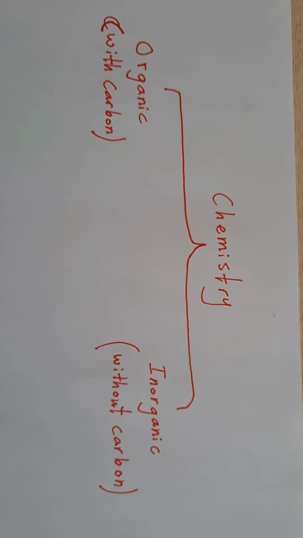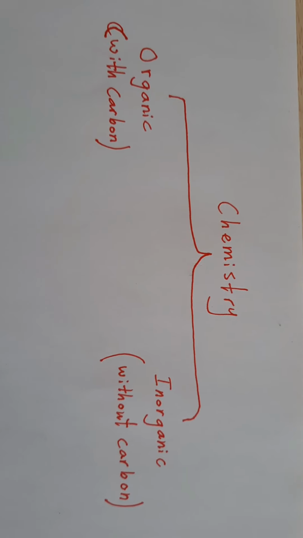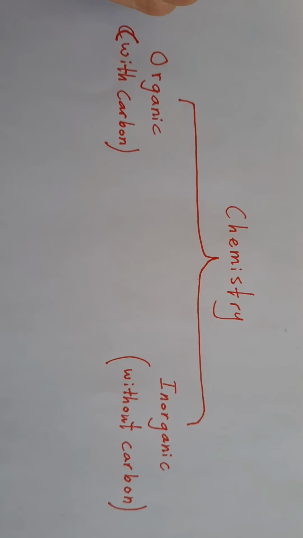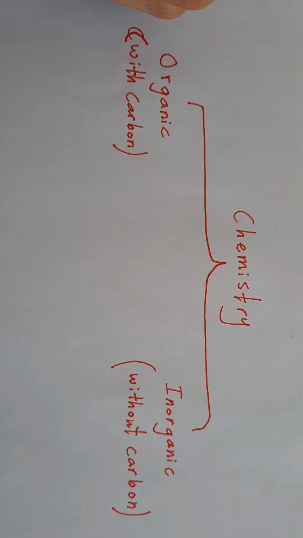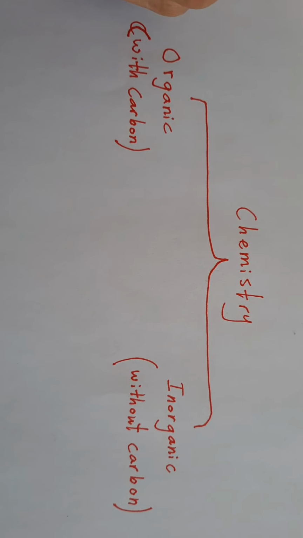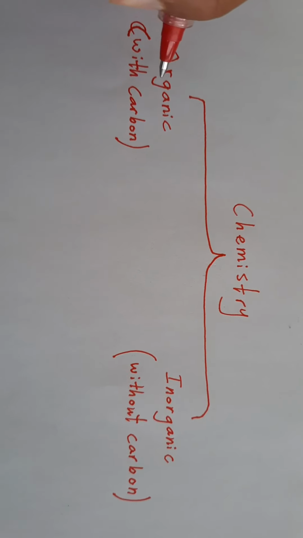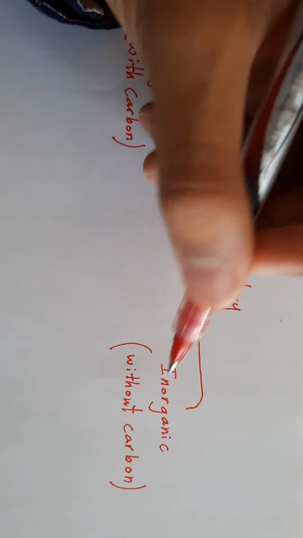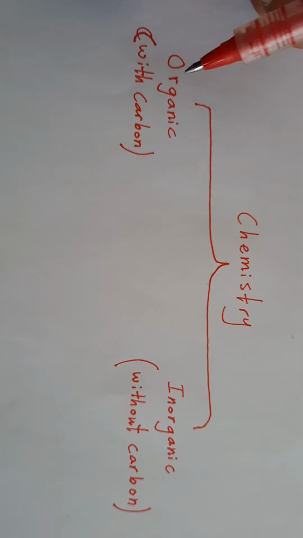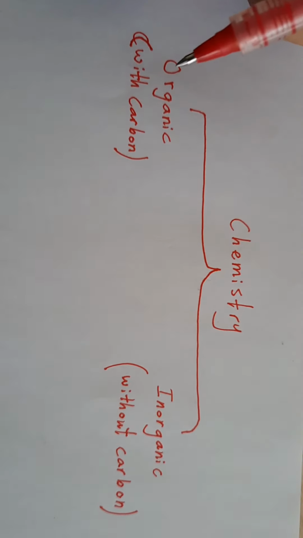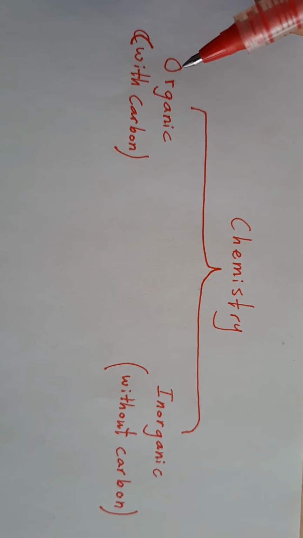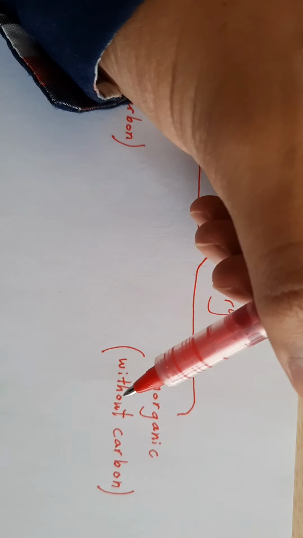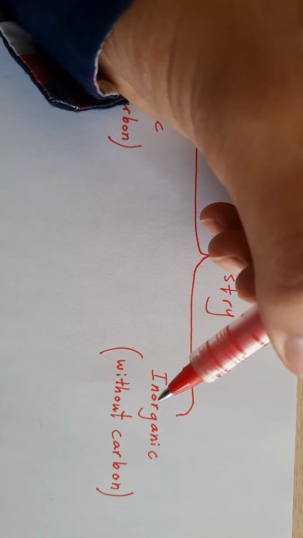So in this video we're going to talk about chemistry. If we divide chemistry into two main branches, we have organic chemistry and inorganic chemistry. Organic chemistry is the chemistry related to the carbon atom, and inorganic chemistry is the chemistry without carbon atoms.